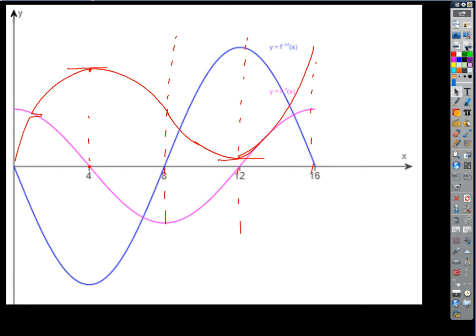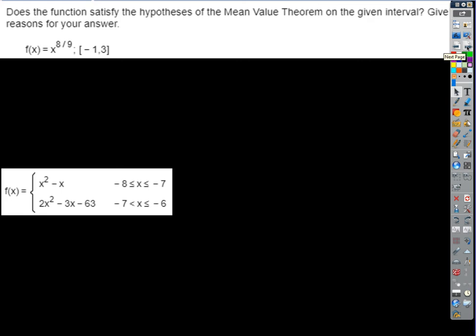Okay, questions? Yeah. So did you ever say anything about the point at 16? You really can't say much about it because that's where the functions stop. So you could say on the open interval from 8 to 16, the function is concave up, something like that, right? But you can't say what's happening at 16.